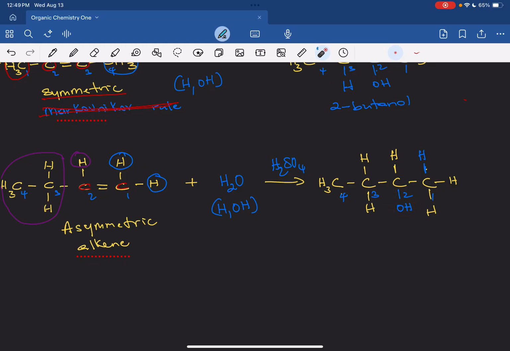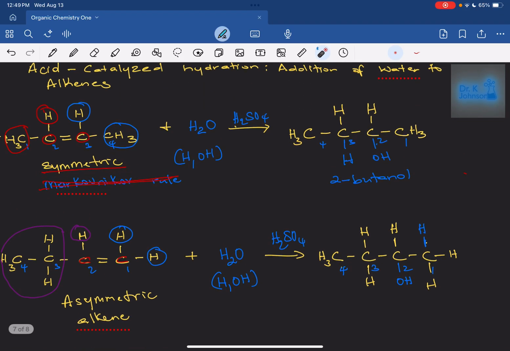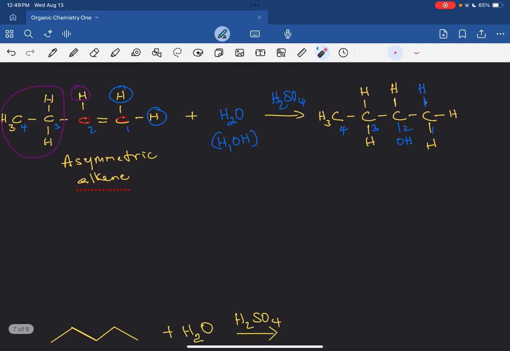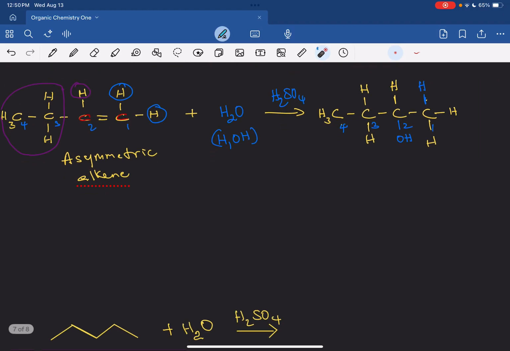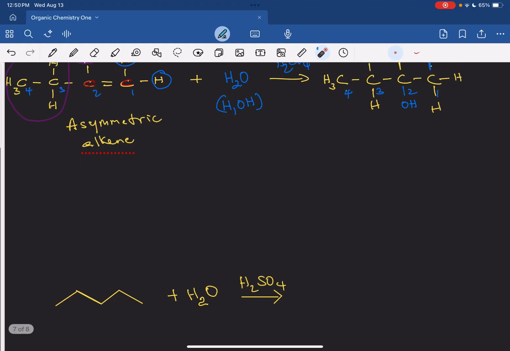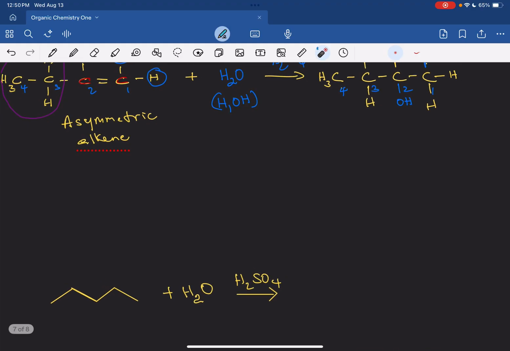So in this reaction, you have an asymmetric alkene, you need to follow the Markovnikov rule. If the alkene is symmetric, you don't need to worry about Markovnikov. Just break the double bond and add the hydrogen to whoever you like. Just remember that you can't add the hydrogen and the OH on the same carbon.